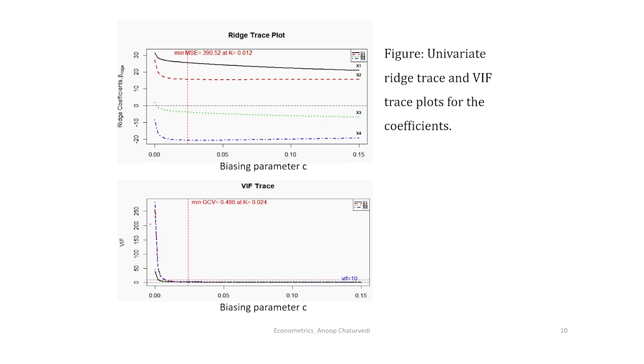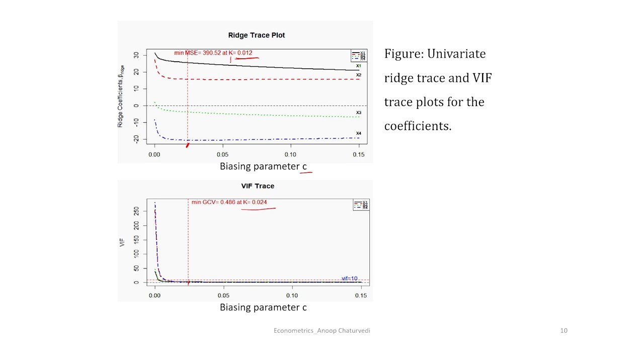So, in practice, what do we do? We take the biasing parameter c in this direction, and then we plot the ridge coefficients. As c increases, the estimated ridge coefficients change. And what you observe is that somewhere here, the coefficients stabilize. So, the value of the coefficient is around 0.012. Or you can plot the variance inflation factor against the biasing parameter for different coefficients and check where the variance inflation factor stabilizes. So, using this graph, you obtain the value of the biasing parameter c as 0.024.